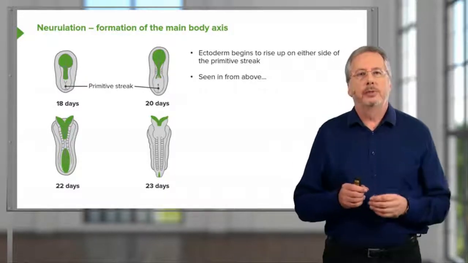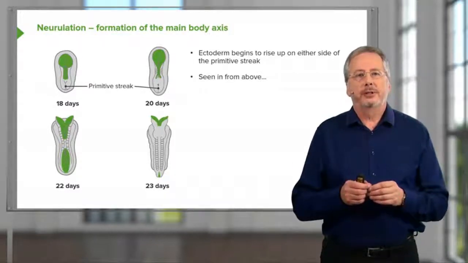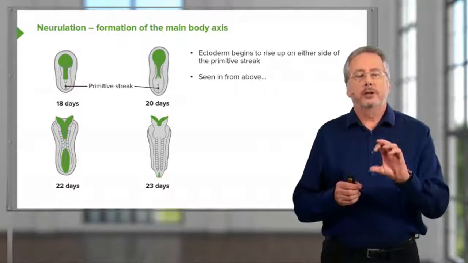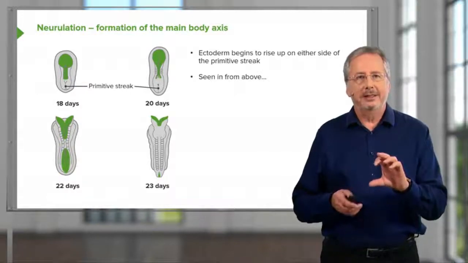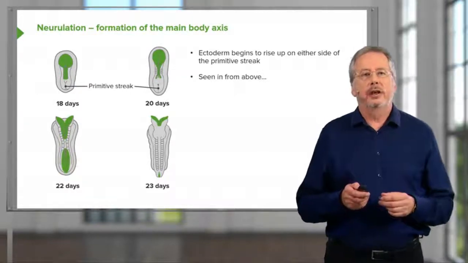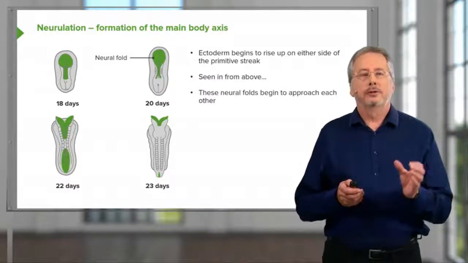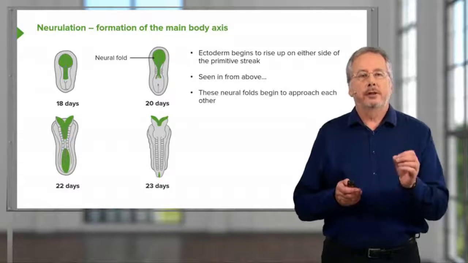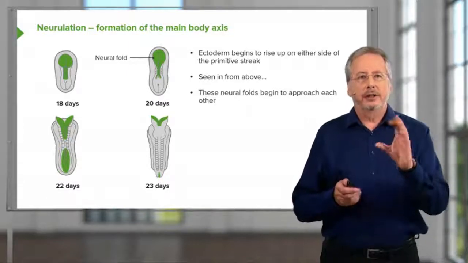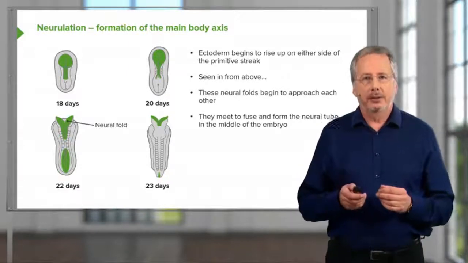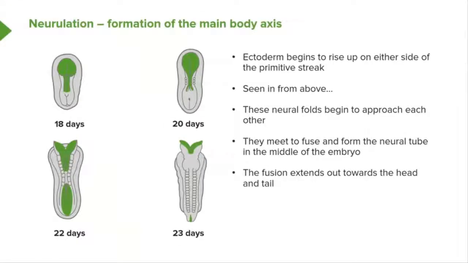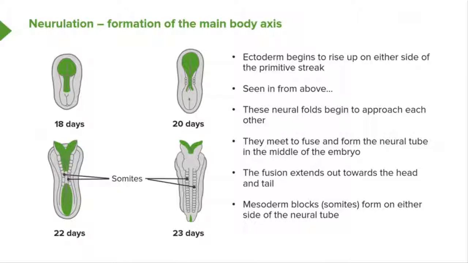And in the diagram in the bottom right, you can see that this process is largely complete down towards the tail end, but is still taking place up at the head end where the brain is beginning to form. So the folds coming together, first of all in the midline, and then zipping up towards the head and towards the tail. So fusing, as it were, up towards the head and tail in each direction.